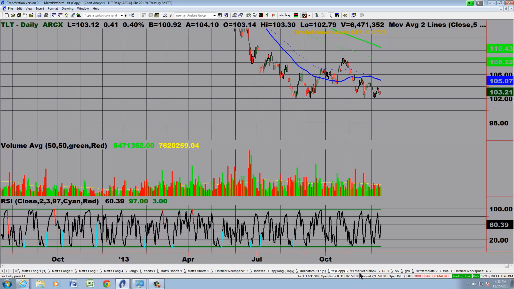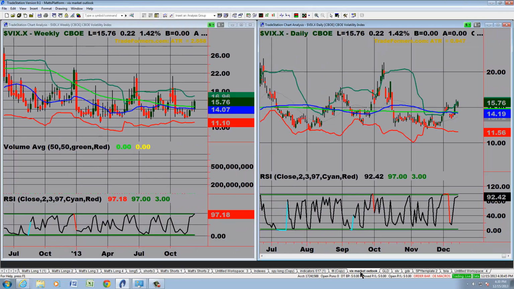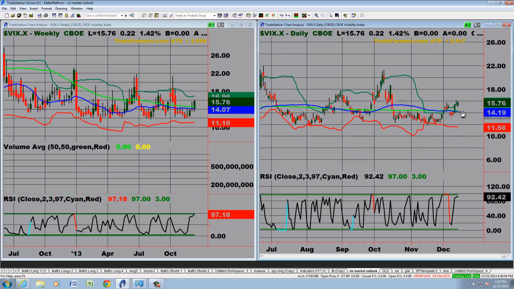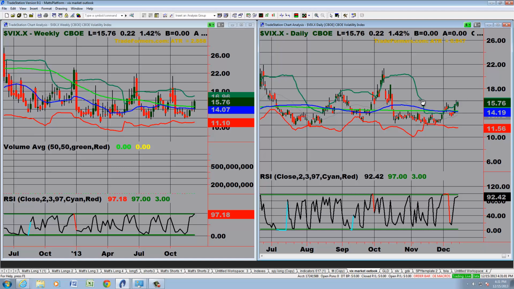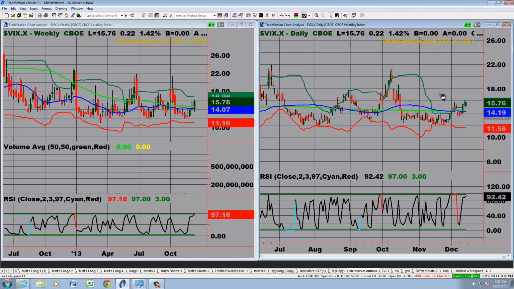Now let's take a look at the VIX, which is the sentiment indicator. A couple things to notice. The VIX has now traded above the 200 and the 50-day moving average. So that in itself is a negative sign. So sentiment is definitely flashing a bit of a warning here.